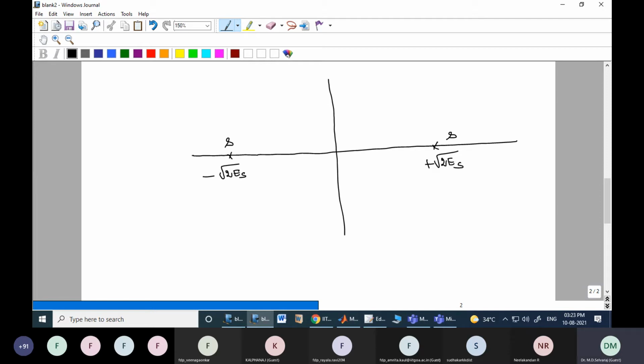When we transmit it, because of the channel fading and additive white Gaussian noise, s is transformed to r. So the received signal r can be anywhere. The r can fall here, or here, or here, or here.